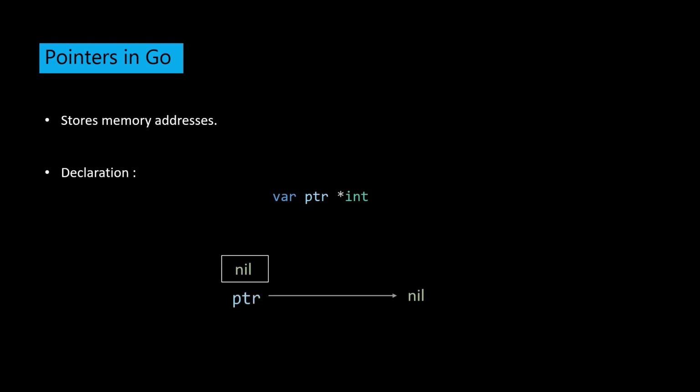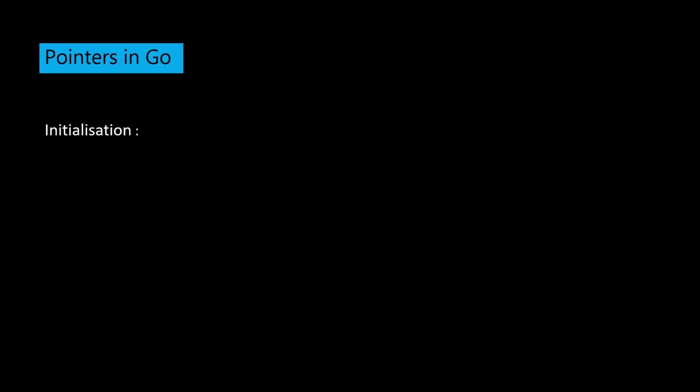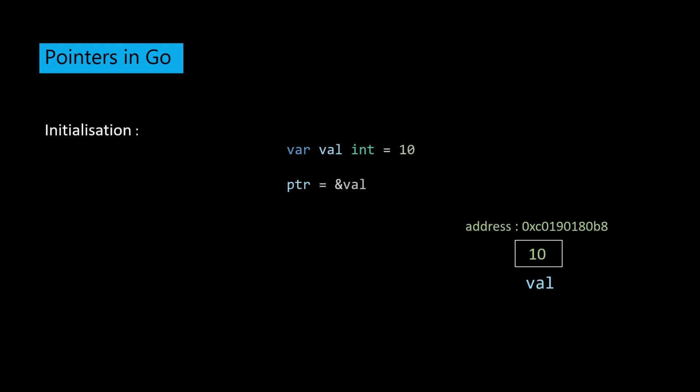So initially, our pointer is not pointing to any variable and hence stores the value nil. Now, let's initialize our pointer. Let's say we have a variable val of type int and its address is as given. Now, to initialize our pointer, we can use the AND operator, and we can also call it the address operator. And this will store the address of val into our pointer, and now our pointer starts to point at val.